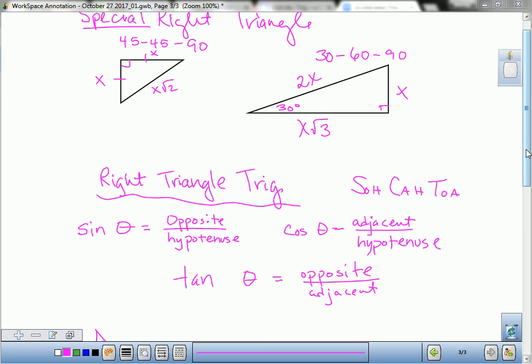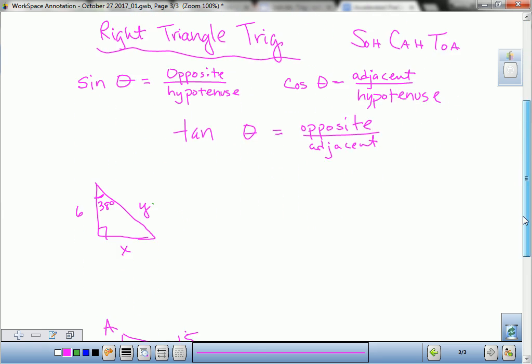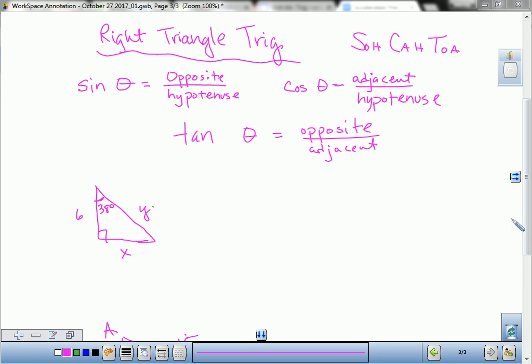Okay. So now, not all right triangles are special. So what do we use when we don't have one of those special right triangles? We can use right triangle trig and SOHCAHTOA. SOHCAHTOA is our mnemonic that helps us remember the ratios for sine, cosine, and tangent.